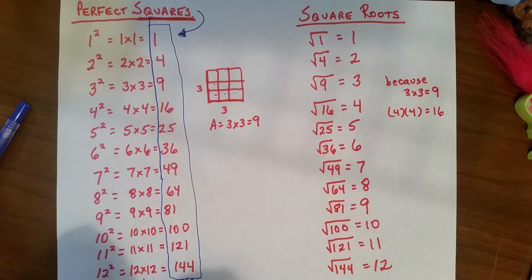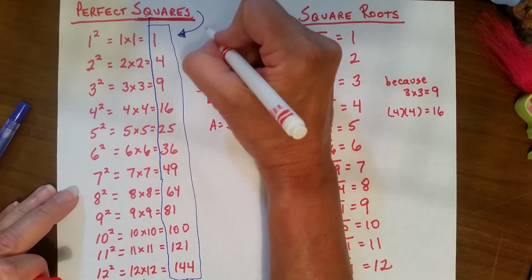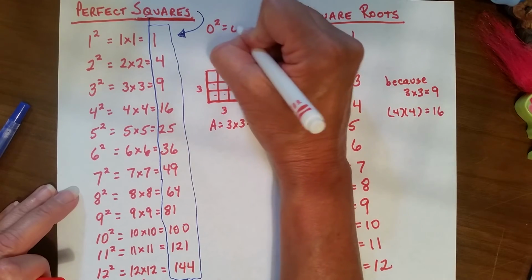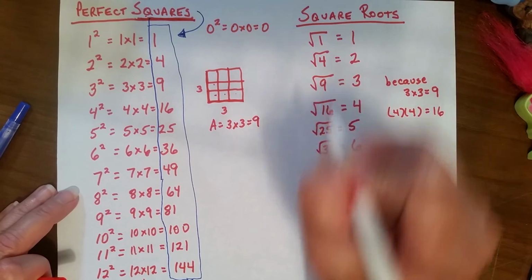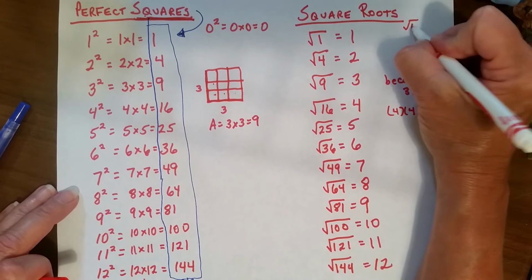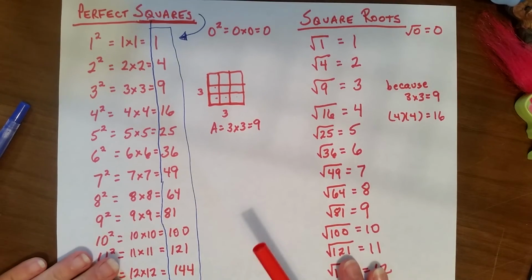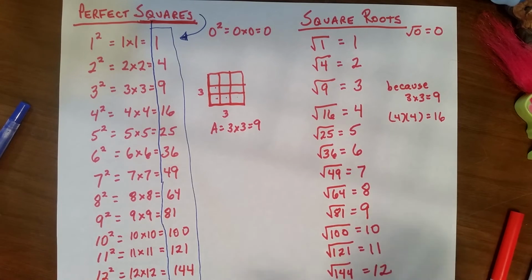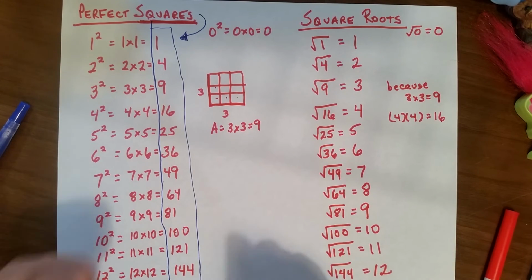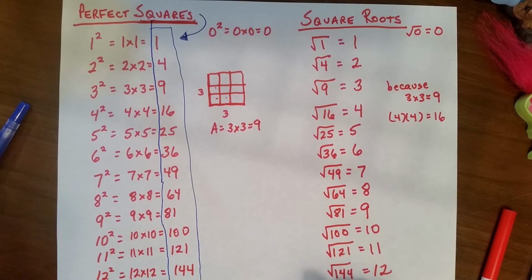You know what? I didn't point out 0. The square root of 0 is just 0. So if we were to throw 0 in here, 0 squared means 0 times 0, which is 0. And also, the square root of 0 is 0. So if you see that, the square root of 0 is 0. Okay, what I want you to do, these are really, really good to memorize, to have memorized. And in fact, I'm going to have you practice it on Delta Math. Let me show you what it looks like.